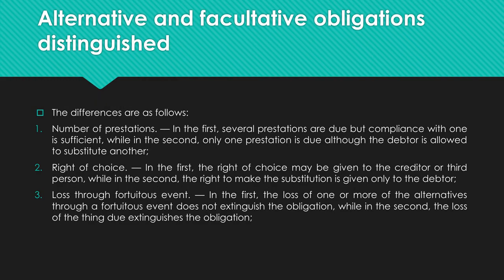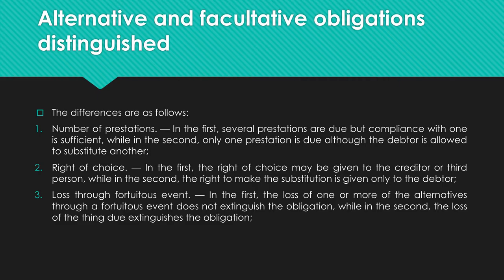Okay. So, what's the difference between alternative and facultative? I hope by now it's already clear what's an alternative obligation and what's a facultative obligation. Okay, so the differences are as follows. In the first, several prestations are due, but compliance with one is sufficient. While in the second, only one prestation is due, although the debtor is allowed to substitute another.